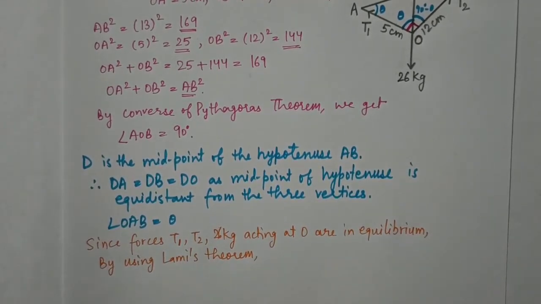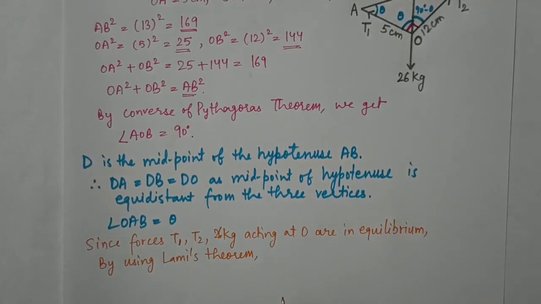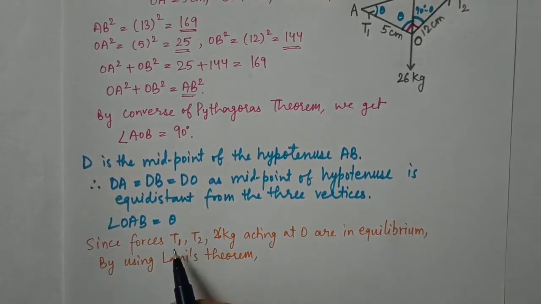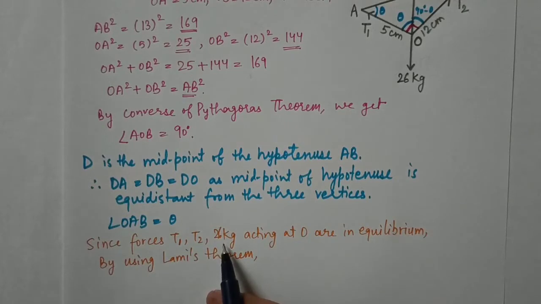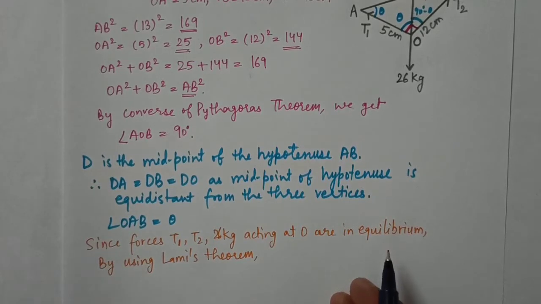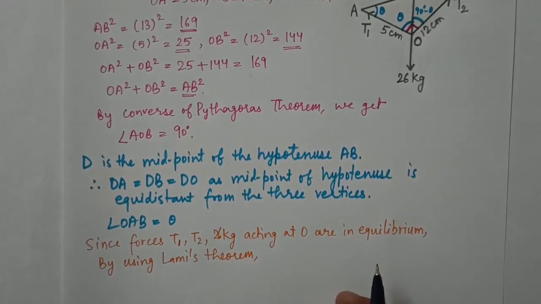what does Lami's theorem state? It states that if three non-collinear forces acting at a point are in equilibrium, so these are the three non-collinear forces T1, T2 and 26 kg, acting at a point O and in equilibrium, then each is proportional to the sine of the angle between the other two. I repeat that if you do not know how the proof of this Lami's theorem came, then you could just watch my previous maths class video. In that I have shown you how it has been proved.